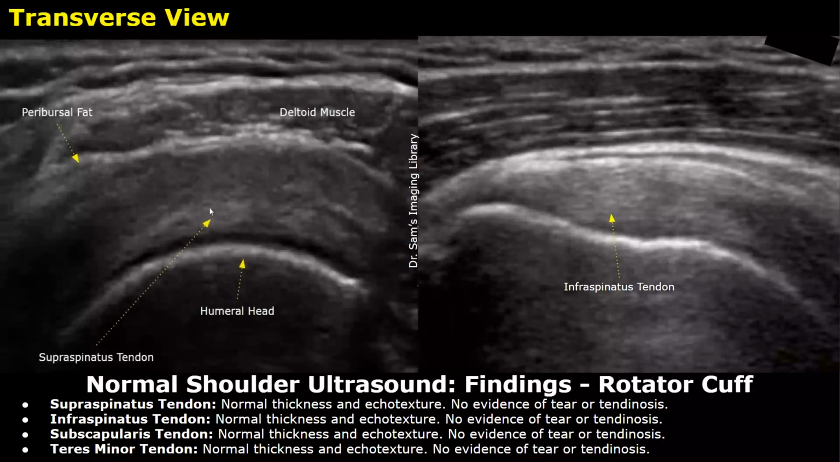These are the findings, starting with rotator cuff. The 4 rotator cuff tendons are scanned. Supraspinatus tendon, normal thickness and echo texture, no evidence of tear or tendinosis. The same statement is written for infraspinatus tendon, subscapularis tendon, and teres minor tendon.